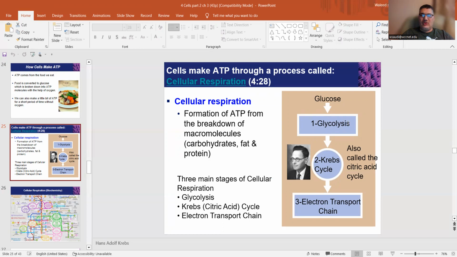And basically what's going to happen here is you break it down. Glucose is a 6 carbon molecule. I'm not asking you to know the details, like what the exact structure is. You don't have to know that. Just know that it is a 6 carbon molecule.